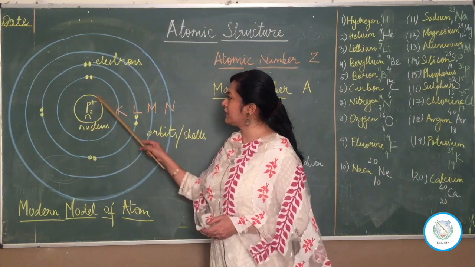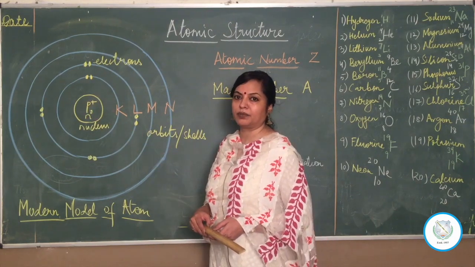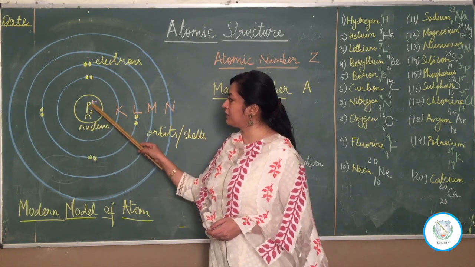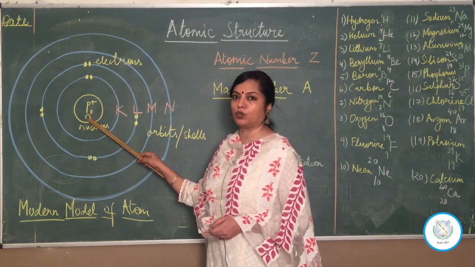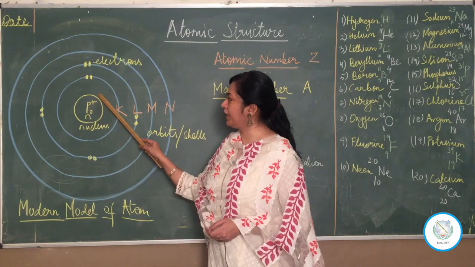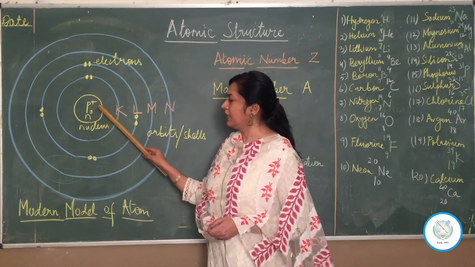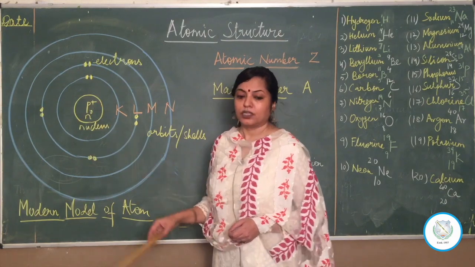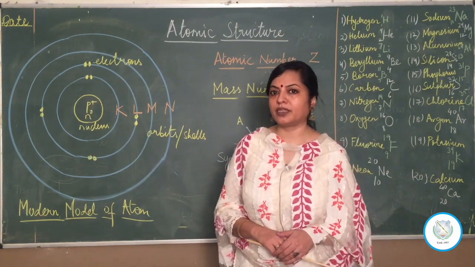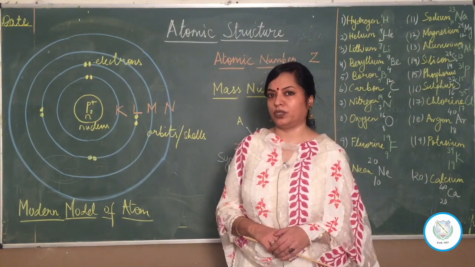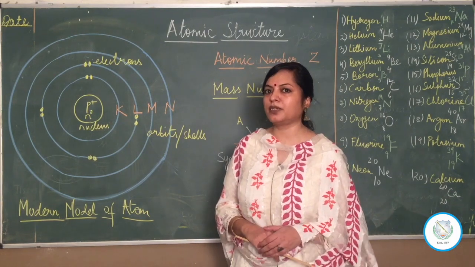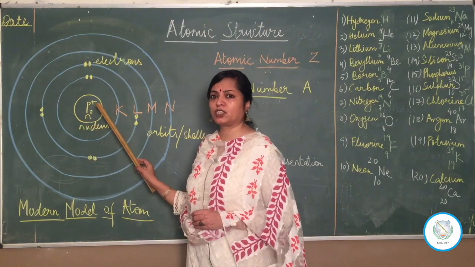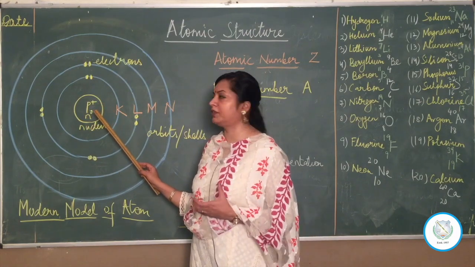The nucleus is the central core of the atom and it has a positive charge. We know that protons are positively charged and neutrons have no charge. So both of them together are present in the nucleus, and the nucleus gets its charge from the protons. The protons and neutrons together are known as nucleons because they are present inside the nucleus. The nucleus is the positively charged core or center of the atom.